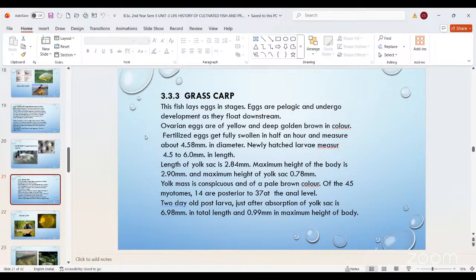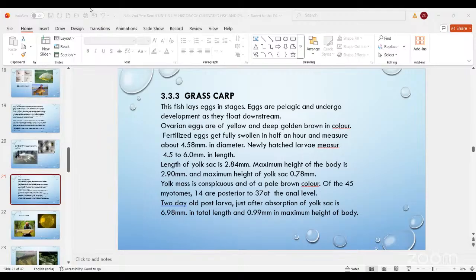The next one is grass carp. This fish lays eggs in stages. Eggs are pelagic and undergo development as they float downstream. Ovarian eggs are yellow and deep golden brown in color. Fertilized eggs get fully swollen in half an hour and measure about 4.58 mm in diameter. Newly hatched larvae measure 4.5 to 6 mm in length.